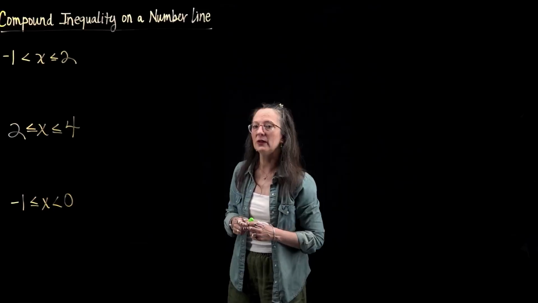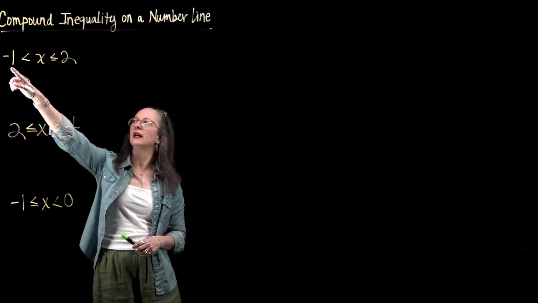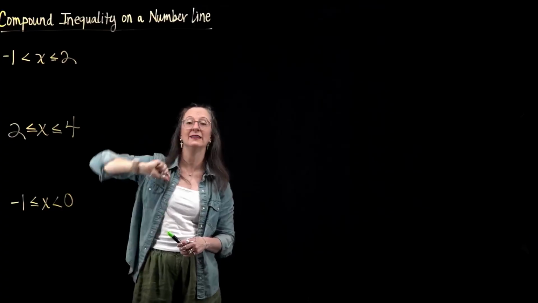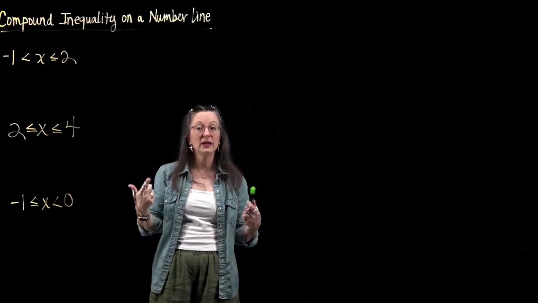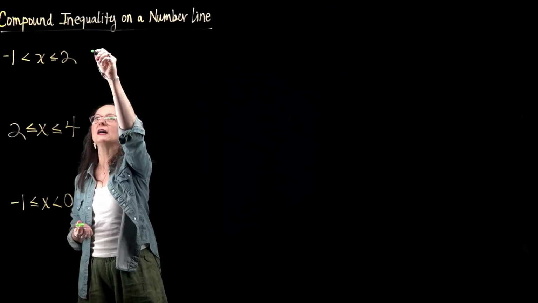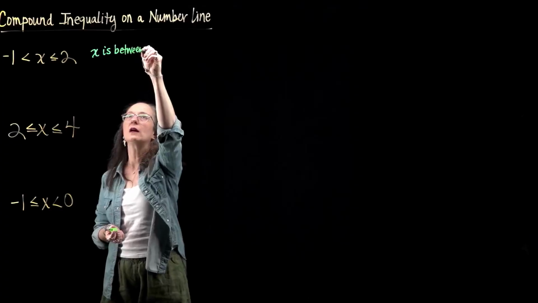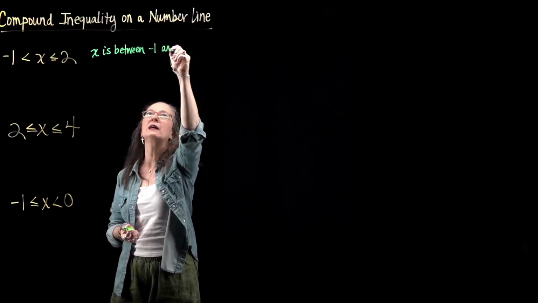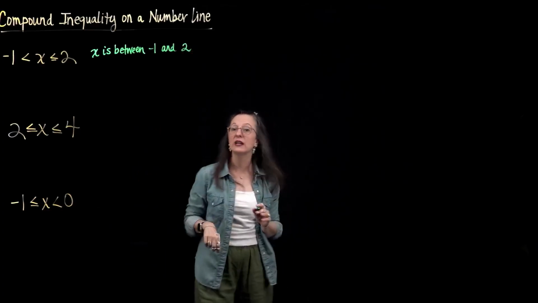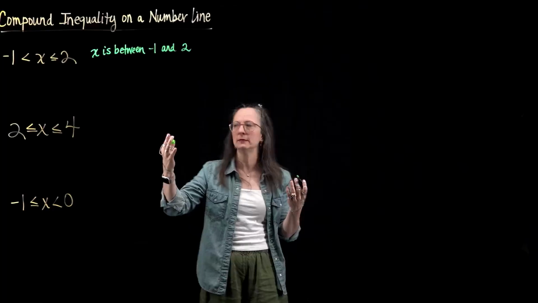So let's talk about a few things here. Number one, how do we read these? So here I have -1 < x ≤ 2. We speak this, and this is important because it makes it easier. We speak this as x is between -1 and 2. Now when we know that, it makes it a lot easier to graph it because we have a visual of what between means.